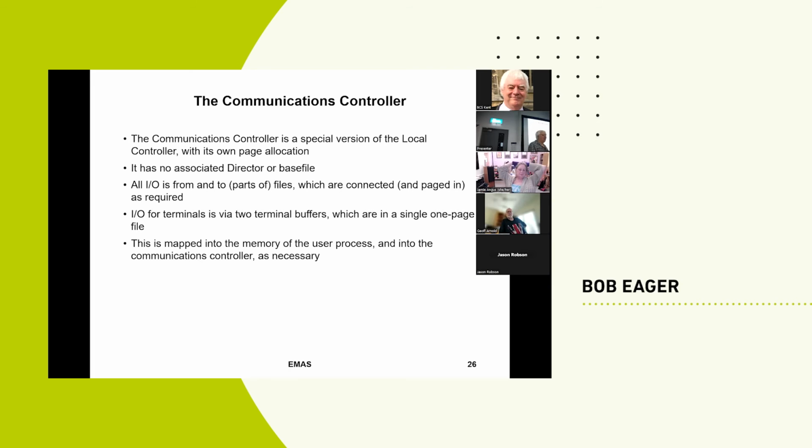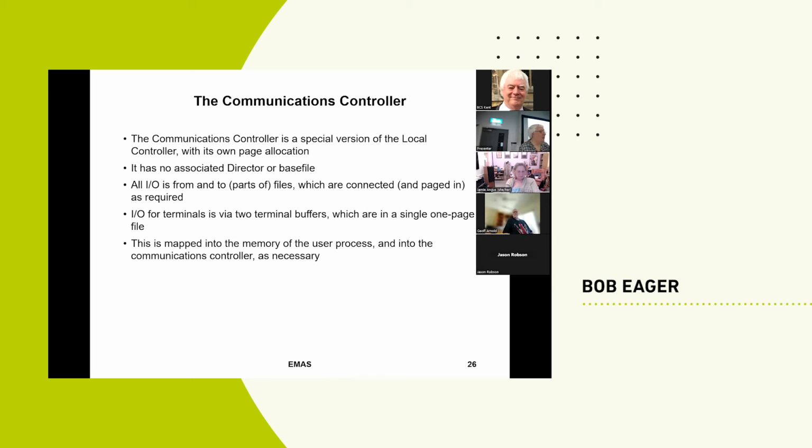The communications controller is a special thing. It works a bit like the local controller. It has its own page allocation, which is permanent. It's got no base file, no director, and that's how it does input-output for the network and everywhere else. What happens is that if you want to, for example, print something to a printer, the spooler will hand over the address of a file in its virtual memory to the communications controller, and it will map it and then just do its own work. Very little interaction from the spooler.